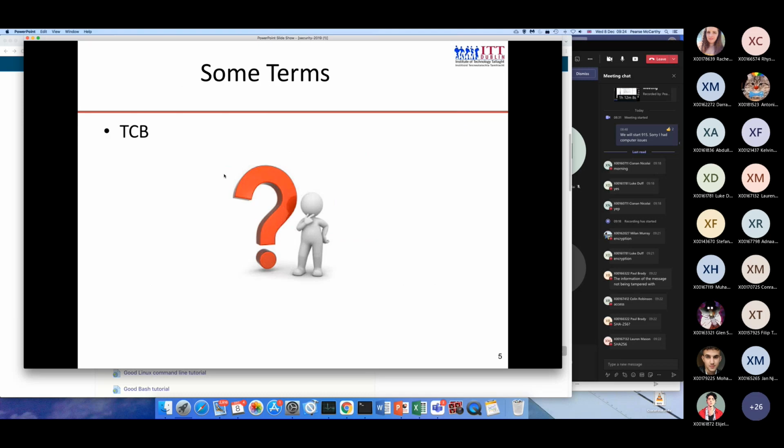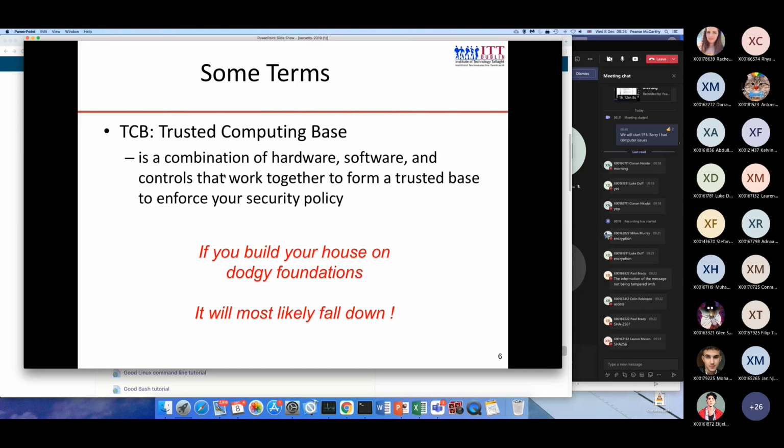There are some other terms that are worth knowing. And again, you probably will come across these as you move on in your career, especially if you do anything in security. So, obviously it's on the next slide, but TCB is one that is very, very important. What it means is a trusted computing base, right? A combination of hardware, software, and controls that work together to form a trusted base to enforce your security policy. In English, if you build your house on dodgy foundations, it'll most likely fall down.